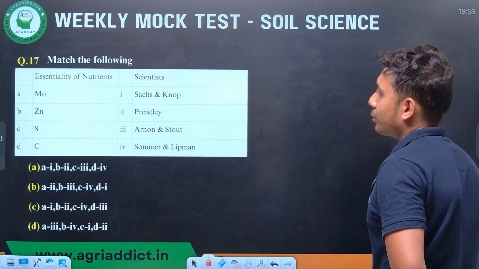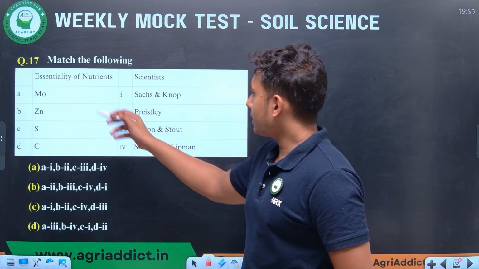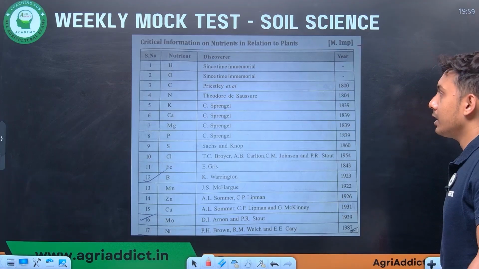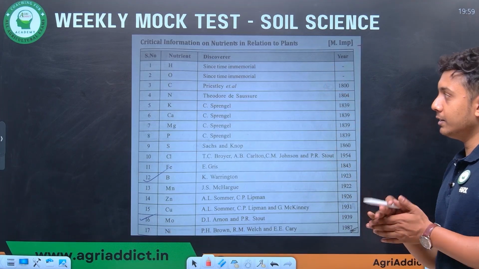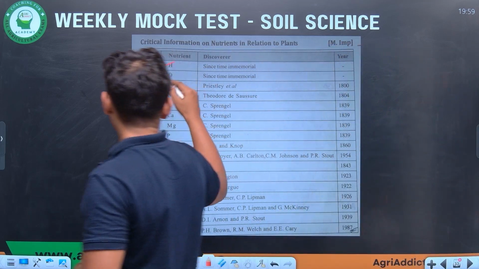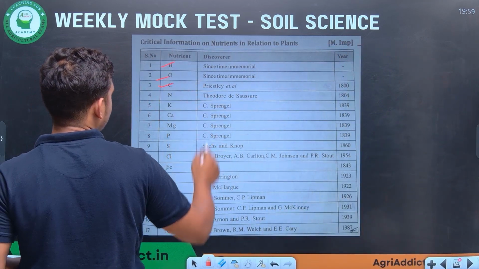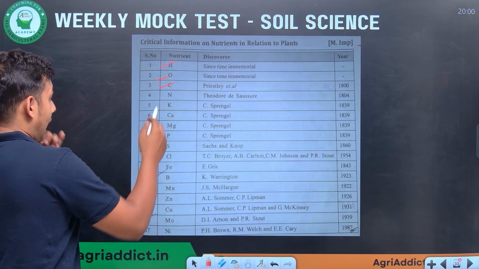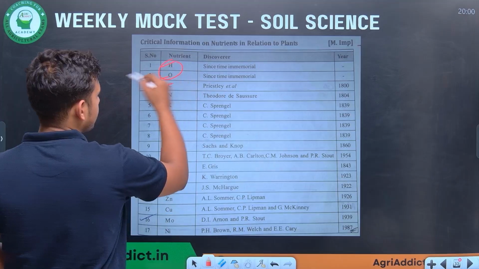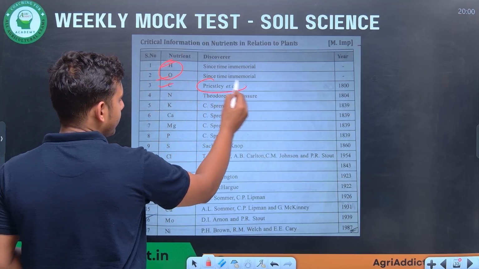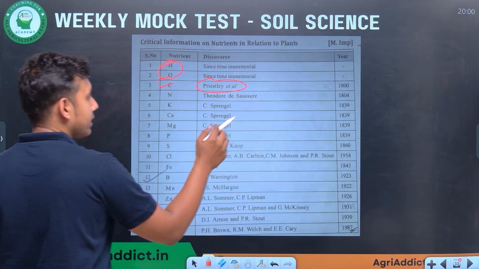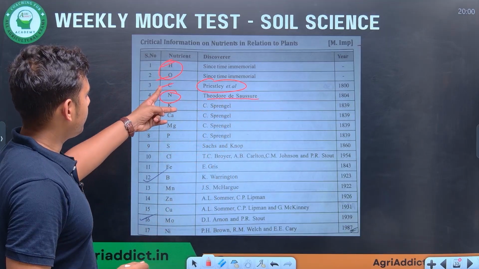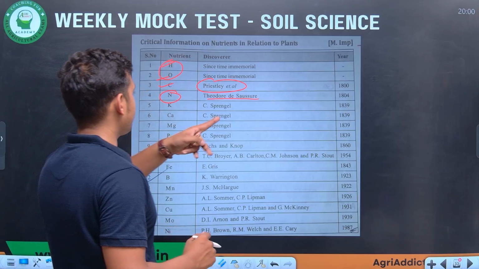Okay, next question. Match the following: the essentiality of nutrients and which scientist gave that. You have to remember this chart. It is very easy to remember. Hydrogen, oxygen and carbon were discovered very early, since time immemorial. Carbon was by Priestley, and nitrogen by Theodore de Saussure. These two you can remember very easily: Priestley, carbon, and nitrogen, Theodore.